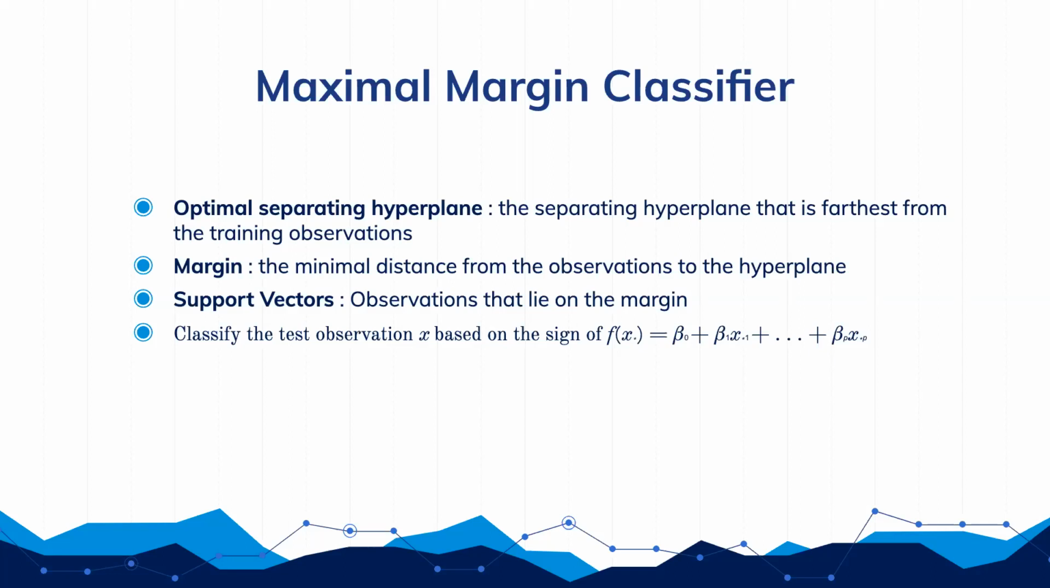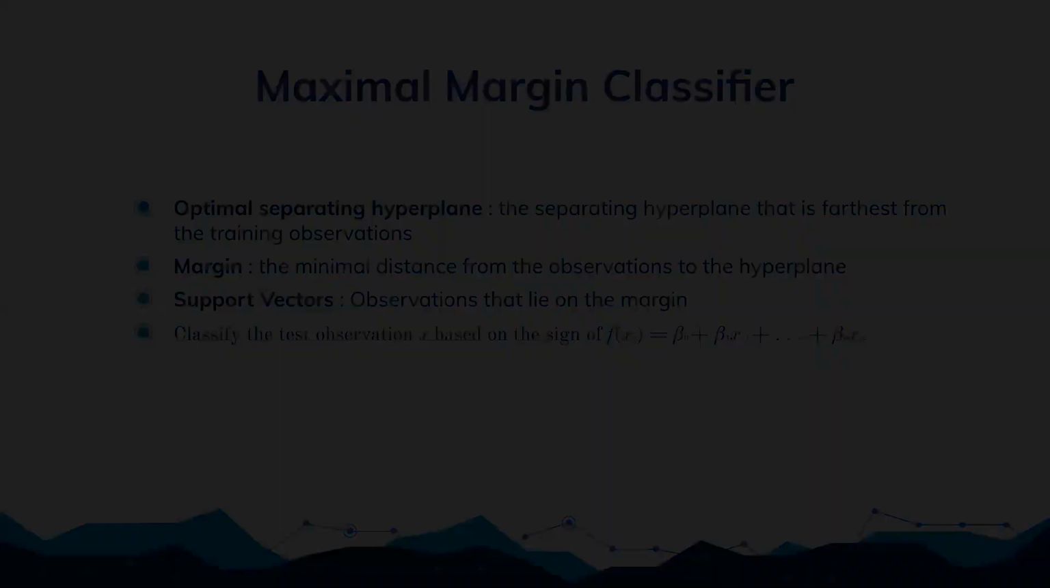So how much of a gap do you have between the closest observations and the separating hyperplane? And these observations that lie on the margin are called the support vectors. So that's where the name support vectors come from. These would be the observations that are closest to the separating hyperplane. And then you'd classify the observation based on which side of the hyperplane that observation is.